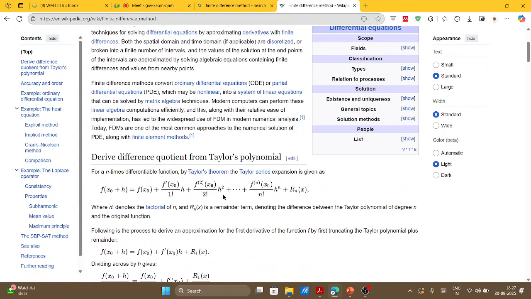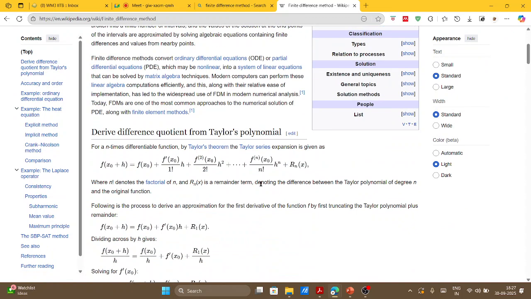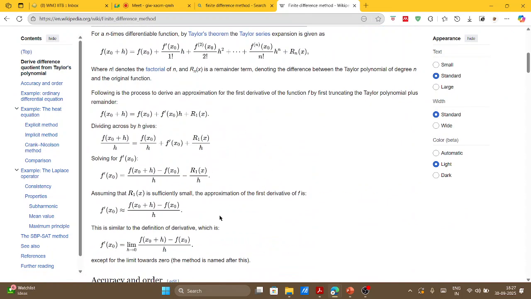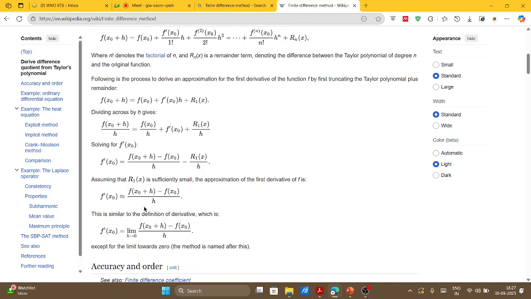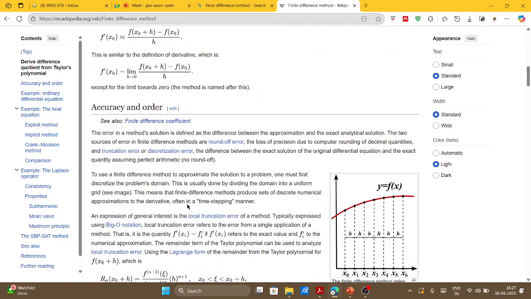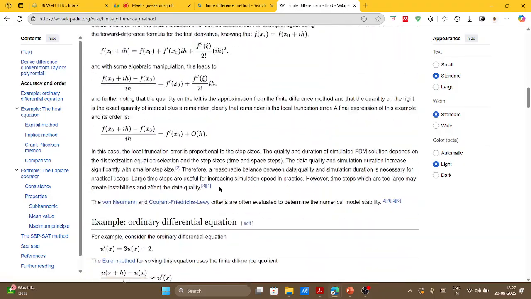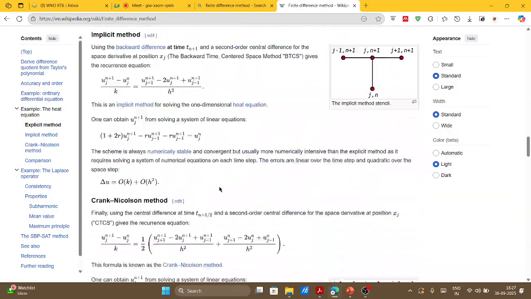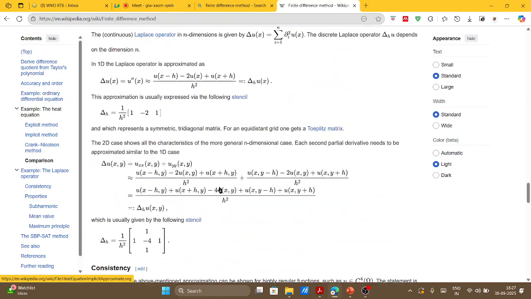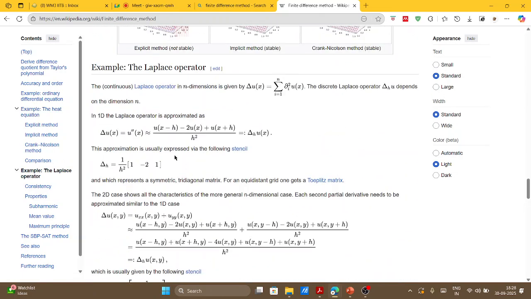In the finite difference method, with the help of Taylor's polynomial, you define derivatives, first order and second order derivative, with respect to the functional value at the corresponding plus or minus delta h point, right? So these are the equations that we have used. This was the second order differentiation equation, right?